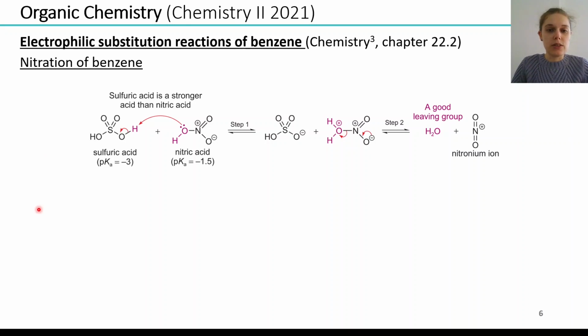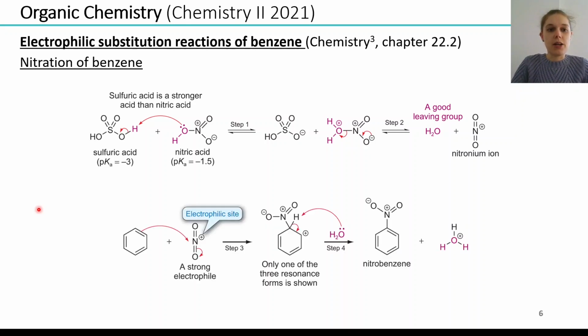After these two initial reaction steps, we go into the third reaction step where benzene reacts as a nucleophile and donates a pair of electrons to the nitronium ion. And during the third reaction step, the non-aromatic carbocation intermediate is formed. And in this third reaction step, it is very important to see that we have a shift of electrons.